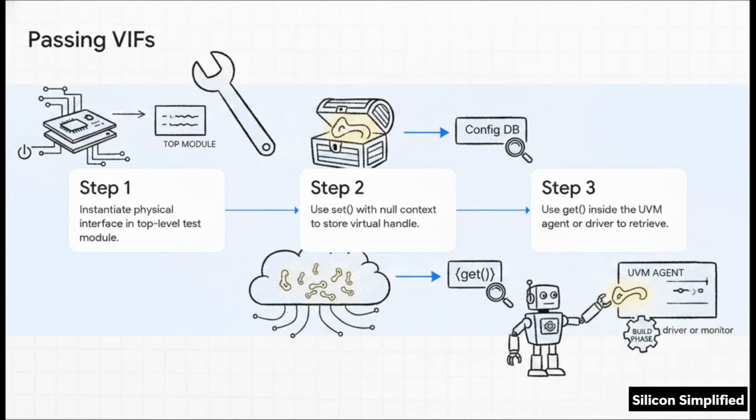Step 1 happens up on your static top-level test bench module. You instantiate the physical interface. Step 2, still up in that top module, you use the set function to place a virtual handle of that interface straight into the config DB. Then, step 3 happens all the way down in the dynamic UVM domain. Your driver or monitor uses get during its build phase to fetch that handle.